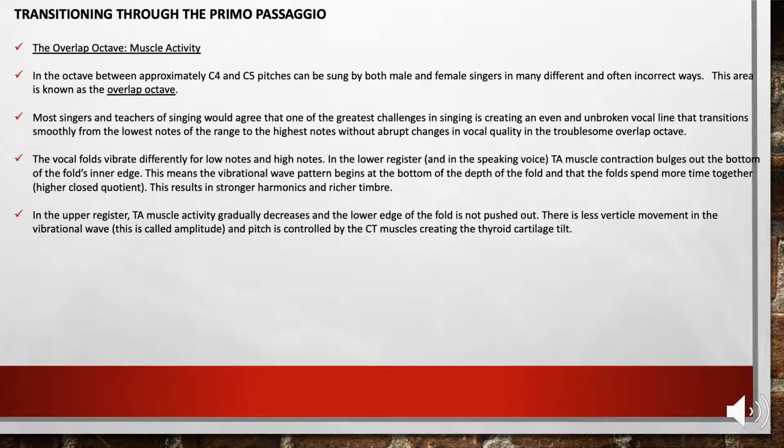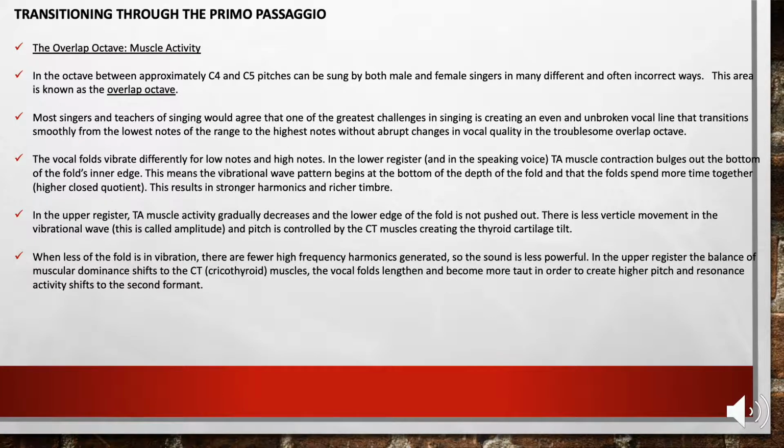In the upper register, TA muscle activity gradually decreases and the lower edge of the fold is not pushed out. There is less vertical movement in the vibrational wave. This is called amplitude, and pitch is controlled more by the CT muscles, creating the thyroid cartilage tilt. When less of the fold is in vibration, there are fewer high-frequency harmonics generated, so the sound becomes less powerful.